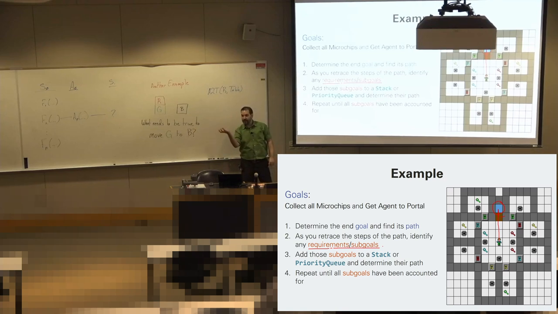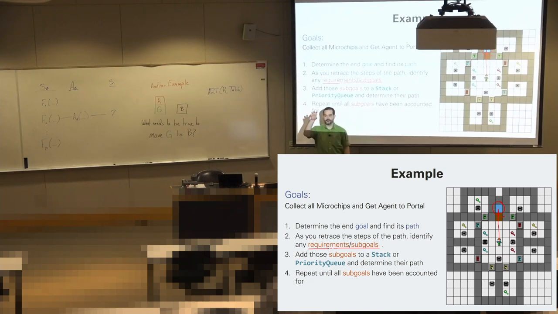Think about that from, again, a coding perspective. How do you maintain multiples of things? I had a goal, but now I have another goal. Well, that's a list. That's a collection going on there. And specifically, here's my recommendation: a priority queue or a stack. Why? Well, with a stack, you can't get to the portal until you unlock that door. You can't unlock that door until you get all the microchips. So you notice how a stack would solve that problem.